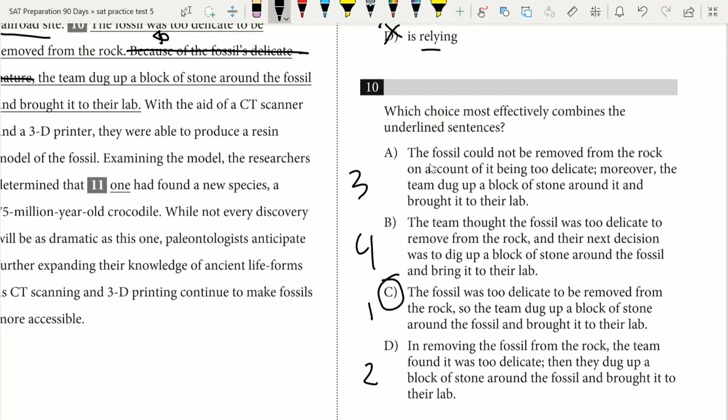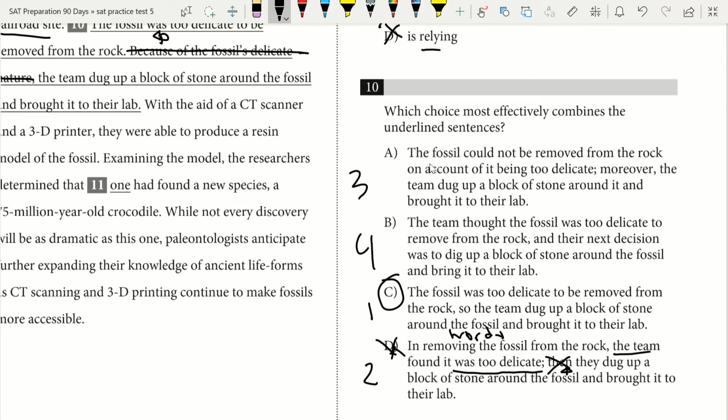Okay. Number 2, it says, in removing the fossil from the rock, they found it was too delicate. Okay. Then they dug up a block of stone around the fossil and brought it to their lab. The use of the word then, right? The use of saying, in removing the fossil from the rock, the team, that's just really kind of wordy. We could really try to get rid of then, right? That's really kind of unnecessary there. Saying in removing the fossil from the rock, that's really wordy. Okay, it's not efficient. It's not what we'd naturally say. It's really kind of choppy. We don't like D there. Number 3 will go there.